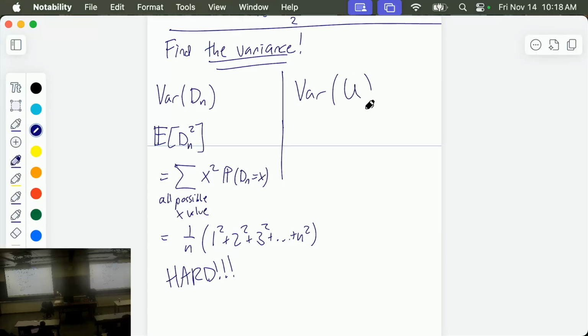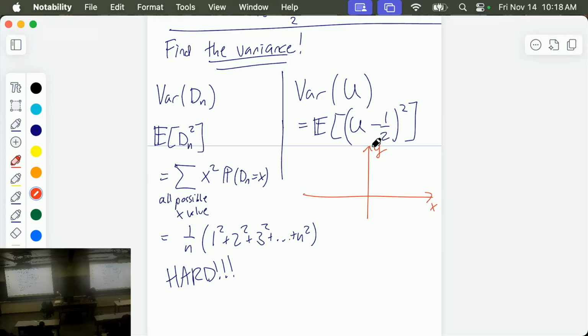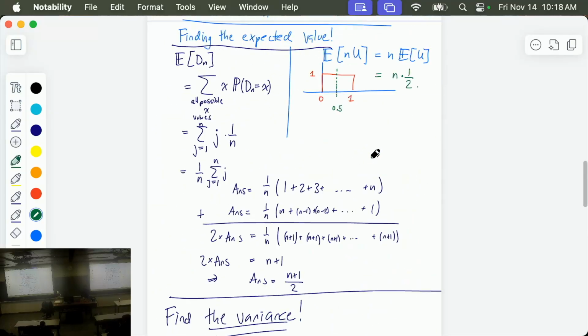The variance of u. What is the variance of u? Remember, it's the expected value of u minus its average, squared. And its average was really easy. That was a half. So it's the expected value of u minus 1/2 squared. What does u minus 1/2 look like? It's the density that, now we've centered it. If this is the x and the y axis, then centering it gives you this density function f for u minus 1/2. I took the density function before and shifted it over by 1/2.